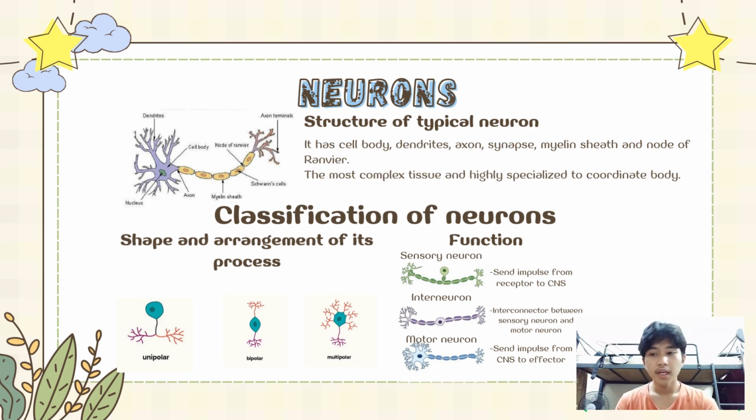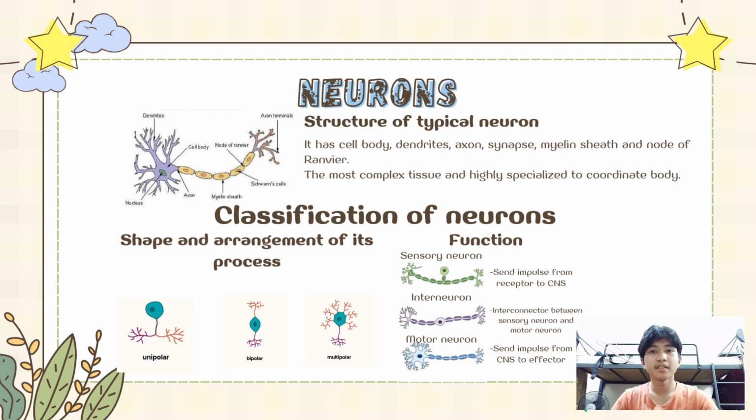For the soma, it contains the nucleus, which holds the genetic material in the form of DNA. The soma also contains organelles like mitochondria and ribosomes. These two organelles are important for energy production and protein synthesis.